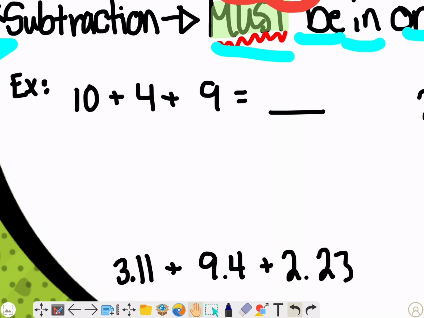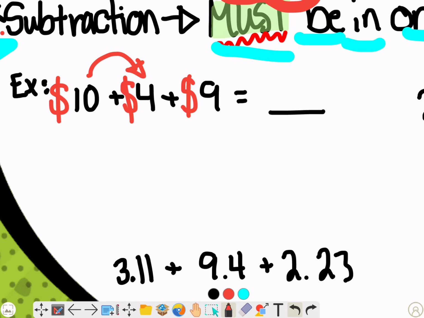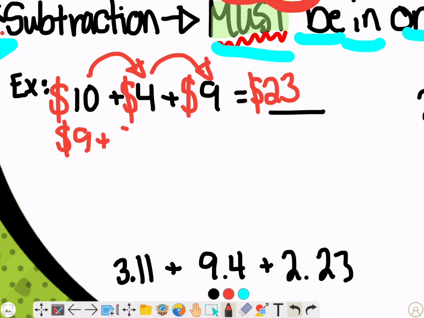So let's say I'm walking down the hall and I find $10 in the hallway, and then I find $4 in the cafeteria, and then I find $9 in the lunchroom. That means I have 10 plus 4, which is 14, and 14 plus 9, which is $23. But if I was to go the other way, let's say I found the $9 first, and then the $4, and then the $10, I'm still finding the same amount of money.